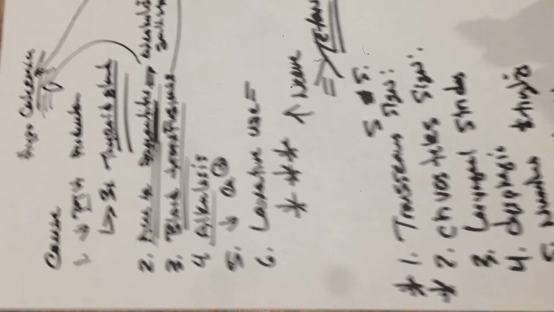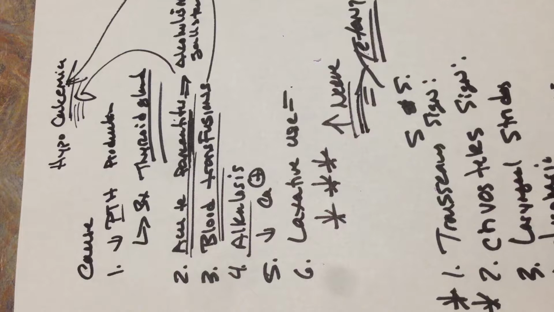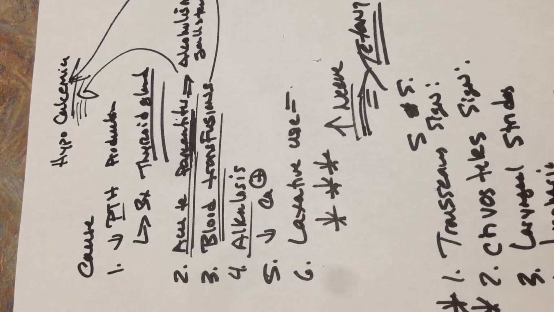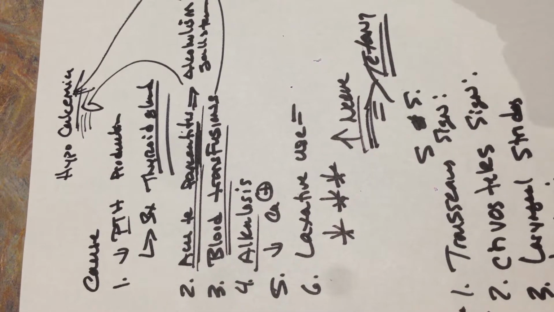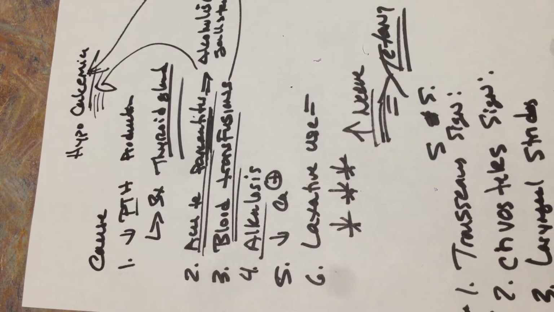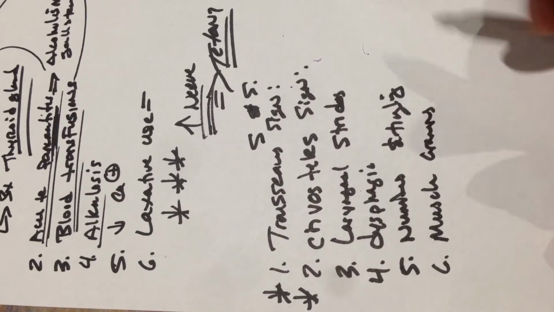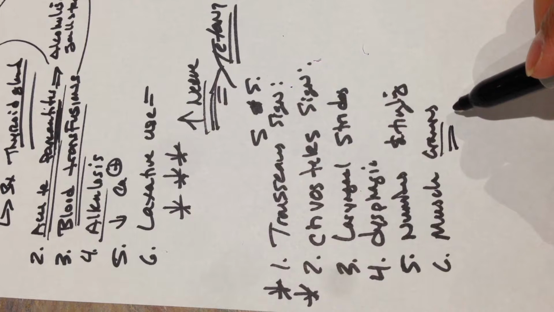Now again, this is due to the increased nerve excitability, and again due to the sustained muscle contractions. If you have sustained muscle contractions, you'll most likely end up with muscle cramps.